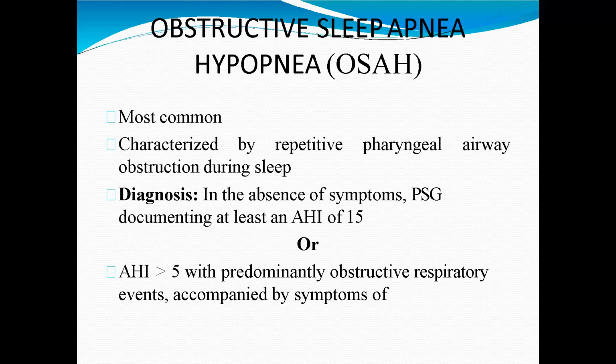So first is obstructive sleep apnea. It's the most common. The main problem here is pharyngeal airway obstruction, and it happens very repeatedly. The diagnosis, in the absence of symptoms, is polysomnography documenting an AHI of at least 15, or an AHI of more than 5 with predominantly obstructive respiratory events.